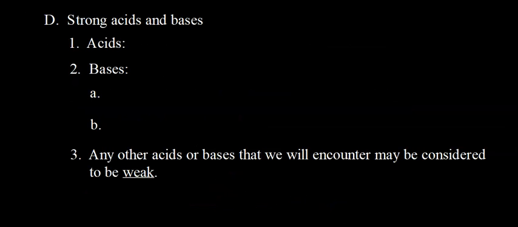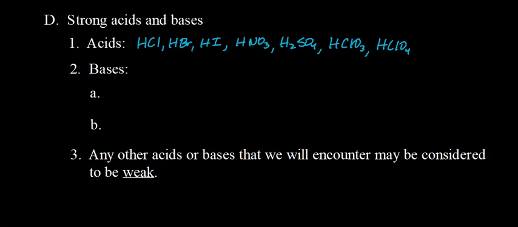Let's go ahead and list out again the strong acids. There are 7 of them you need to know. 3 of them are binary acids, and 4 of them are ternary acids. So we have in order hydrochloric acid, hydrobromic acid, hydroiodic acid, nitric acid, sulfuric acid, chloric acid, and perchloric acid.